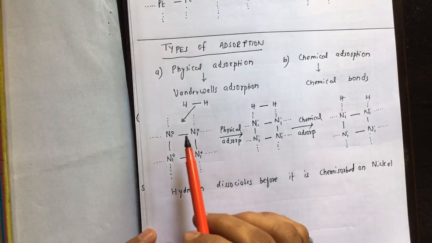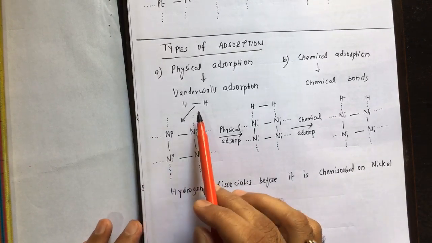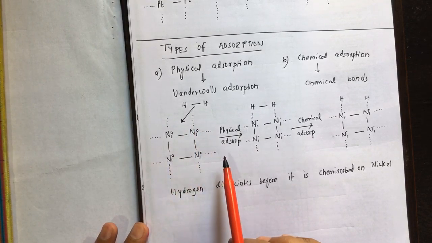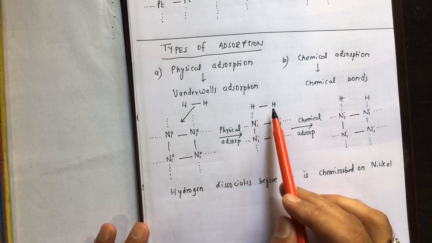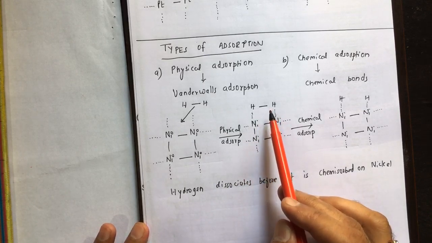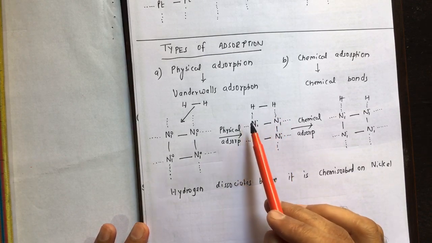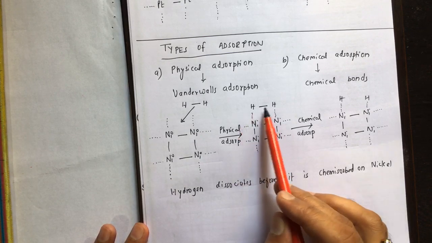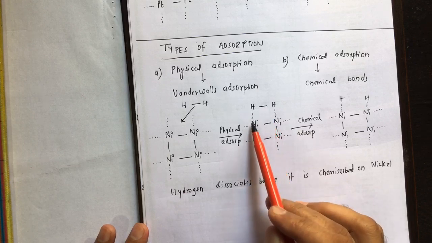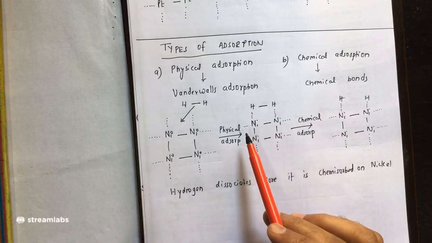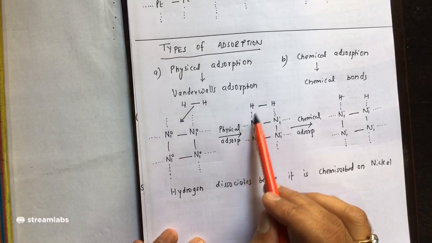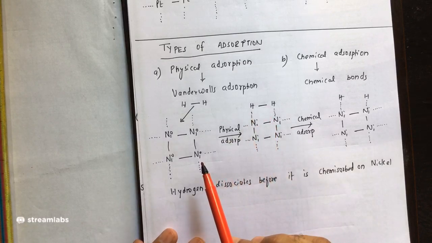So here, this is what I am trying to show you. This is a hydrogen molecule. It is trying to get adsorbed. So when physical adsorption takes place, what is happening? This is the hydrogen molecule getting adsorbed. So this is nothing but the residual valence, and between this is a covalent bond, and between this is nothing but van der Waals force. So between this and this is a van der Waals force. Between this and this is a chemical bonding.